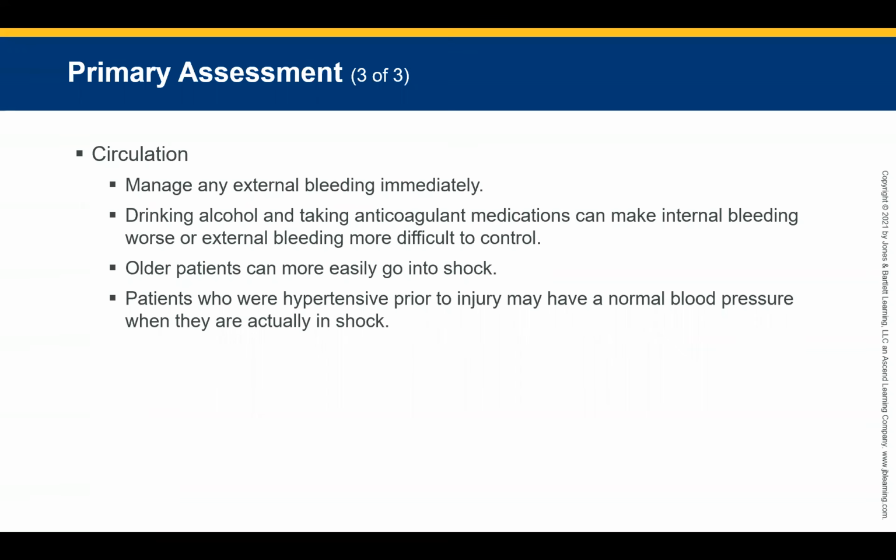Patients who are hypertensive prior to the injury may have a normal blood pressure when they are actually in shock because the body is compensating. So when they say they have high blood pressure and you find they're at 120 over 80, that's great. But remember, if they say that they're hypertensive, go off of what they say. They know their bodies. And a lot of them know their medications. Some of them may not. I don't know what I take, but they may.